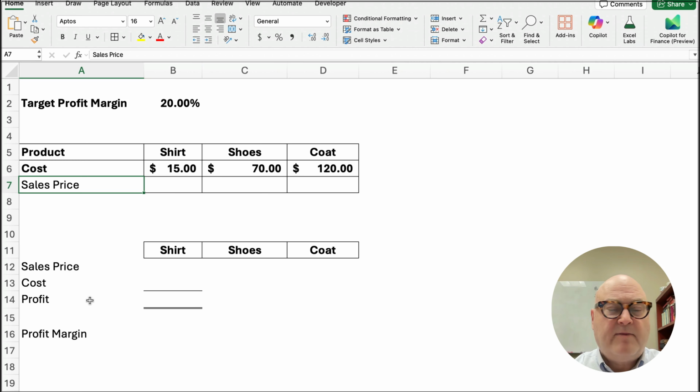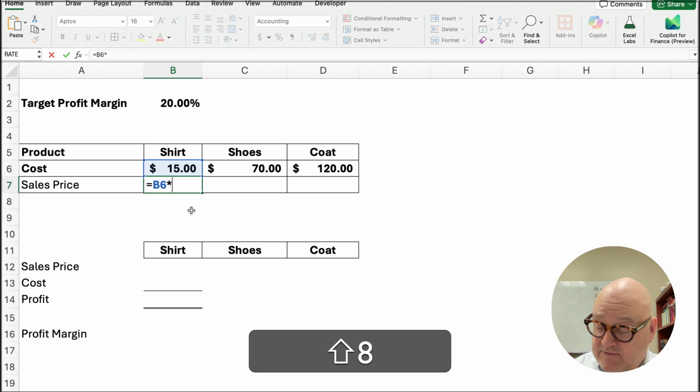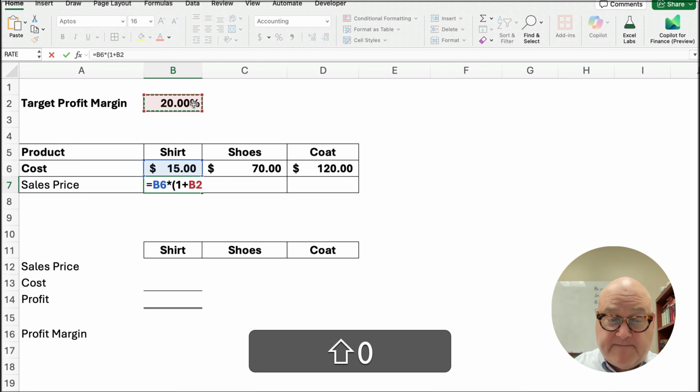So let's say that your boss comes to you and says, hey, look, I want a target profit margin. We want a profit margin of 20%. We have 3 different products. We have shirts that cost $15 and shoes that cost us $70 and coats that cost us $120. So tell me, would you mind calculating the sales price? And you say, sure, no problem. So you say, well, 15 times 1 plus the 20%.